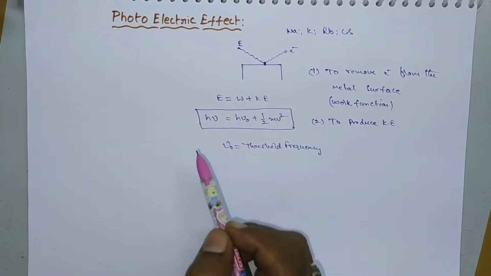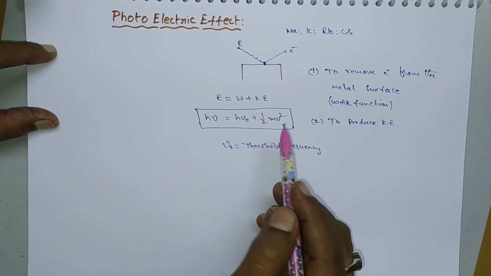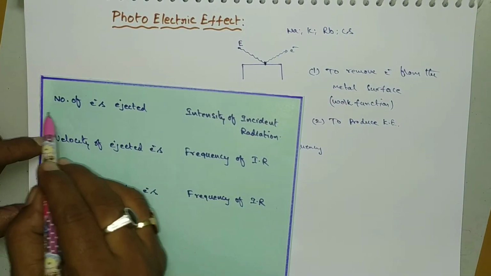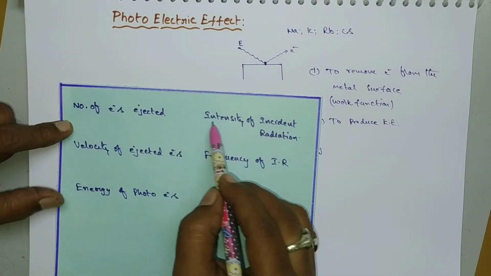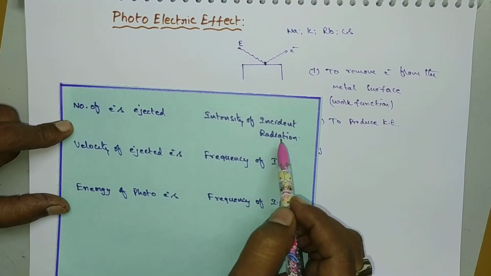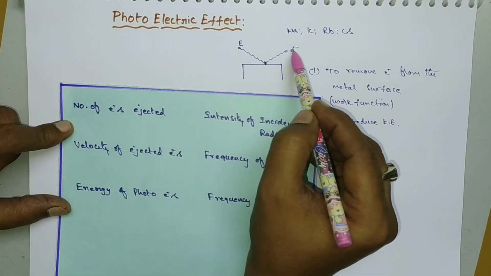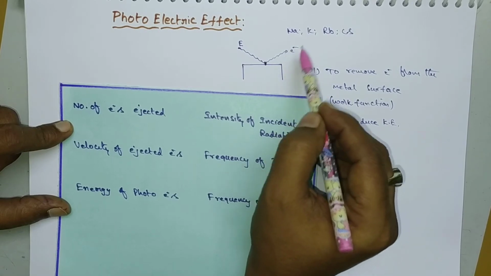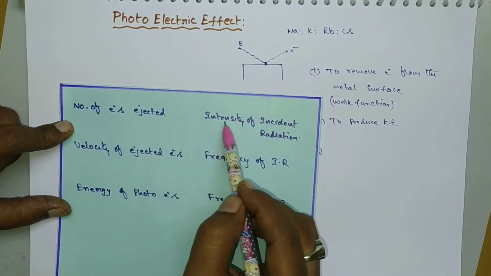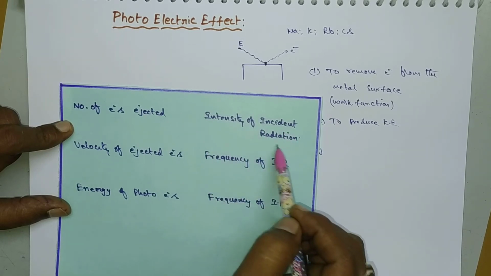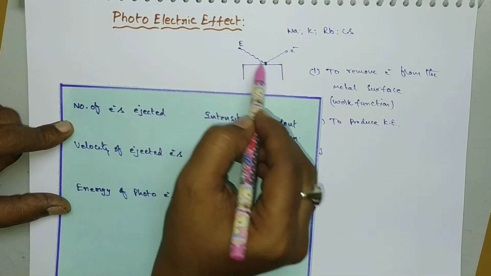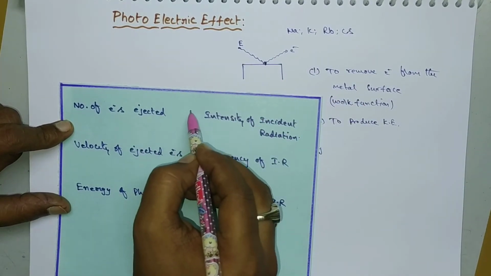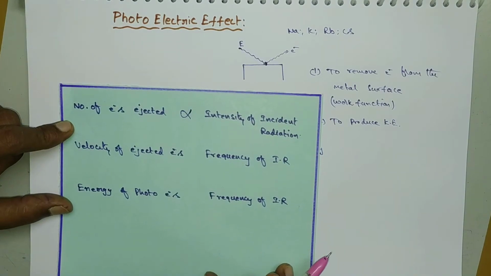And here are some points regarding this photoelectric effect. We have to remember all these points. The number of ejected electrons depends upon the intensity of incident radiation. These ejected electrons are called photoelectrons. The number of ejected electrons is directly proportional to the intensity of incident radiation. That means as the intensity of incident radiation increases, the number of electrons ejected also increases. It is a directly proportionate relationship.